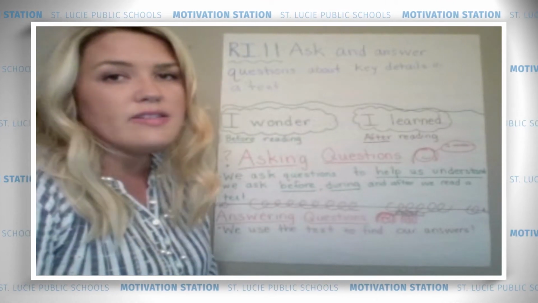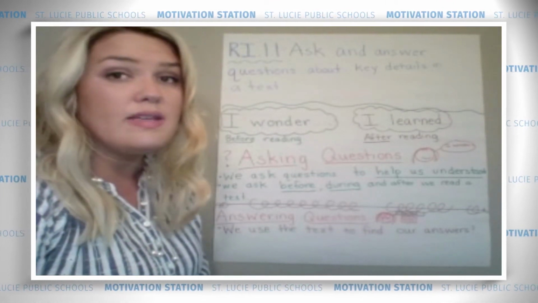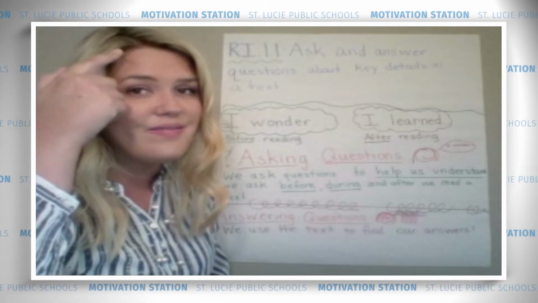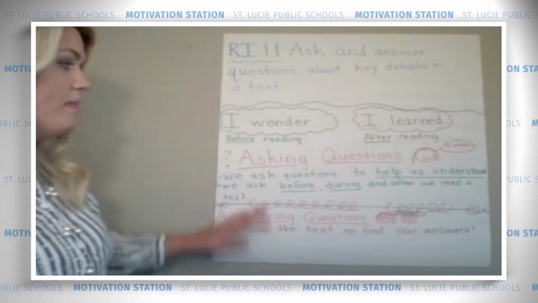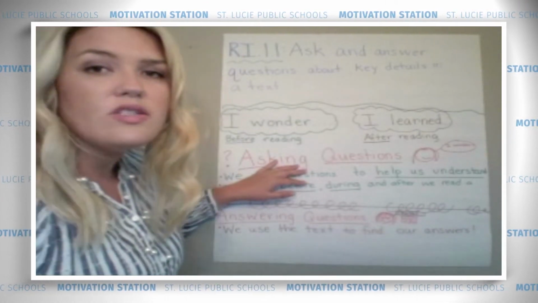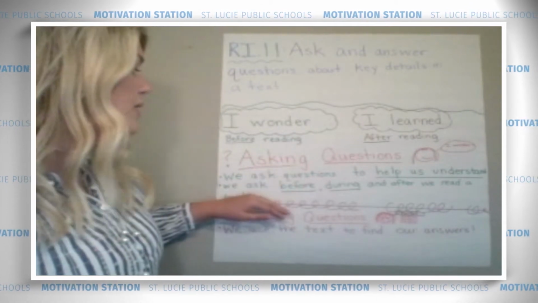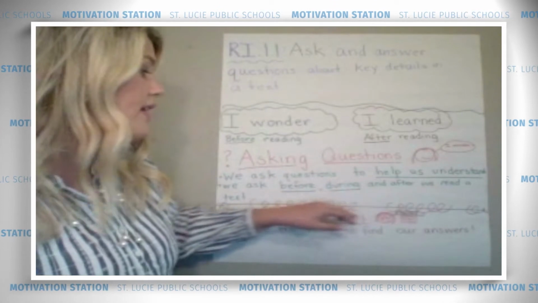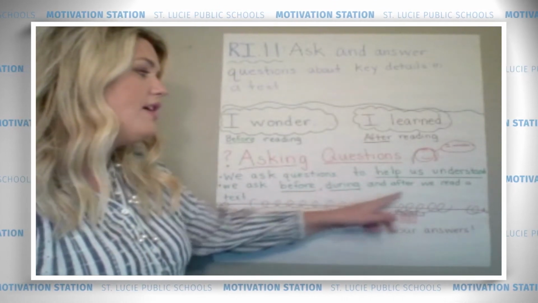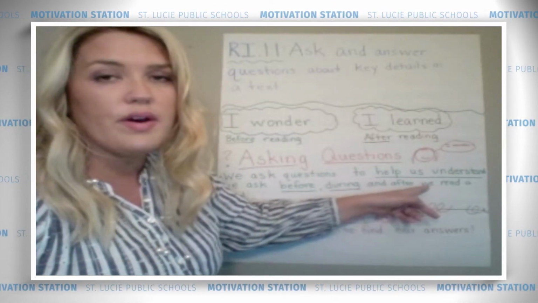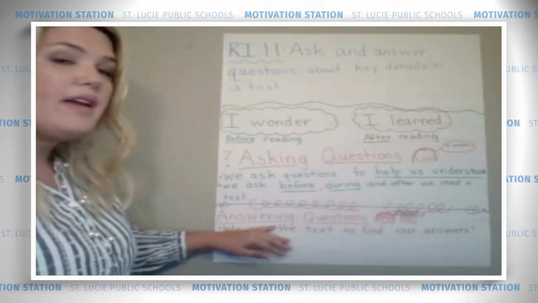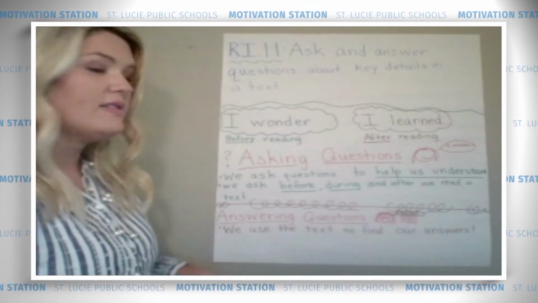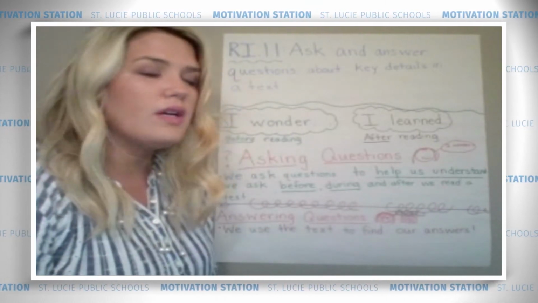Now today's text is an informational text, which means it's going to give your brain information. Awesome. So to ask questions while we read, we are going to ask questions to help us understand the story. And we're going to ask them before, during, and after we read a story. When we answer questions, we use the text to find evidence for our answers.